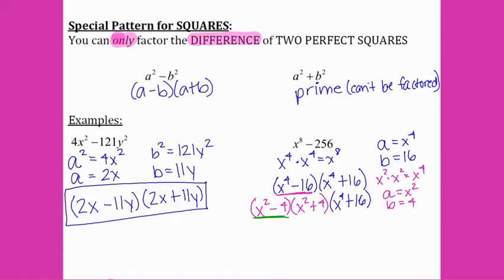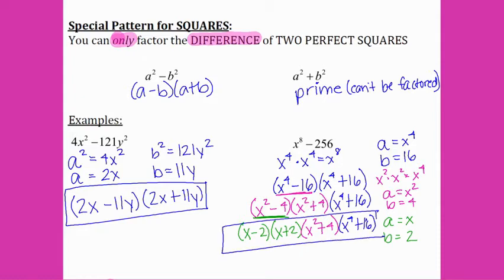x squared minus 4, that's another difference of perfect squares. A would be x and b would be 2 this time. So we'd have x minus 2 times x plus 2 times x squared plus 4 times x squared plus 16. Now we're finally done because we have no more difference of perfect squares.